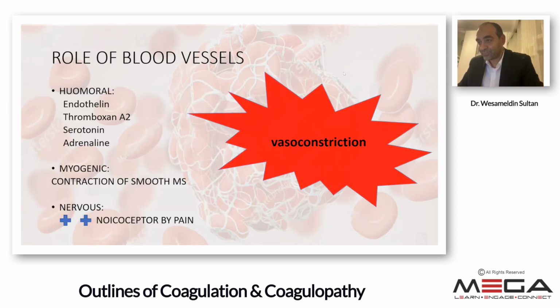What is the role of blood vessels? What are the mechanisms by which blood vessels vasoconstrict in response to bleeding? We have three theories. Number one, the humoral theory, due to release of mediators like endothelin, thromboxane A2, 5-hydroxytryptamine, and adrenaline. All these mediators act directly to vasoconstrict the blood vessels and help stop the bleeding. Another is the myogenic theory, which affects the smooth muscle of the vessel wall, making it contract so vasoconstriction occurs. And we have nervous mechanisms, due to stimulation of nociceptors by pain induced by the trauma or injury.